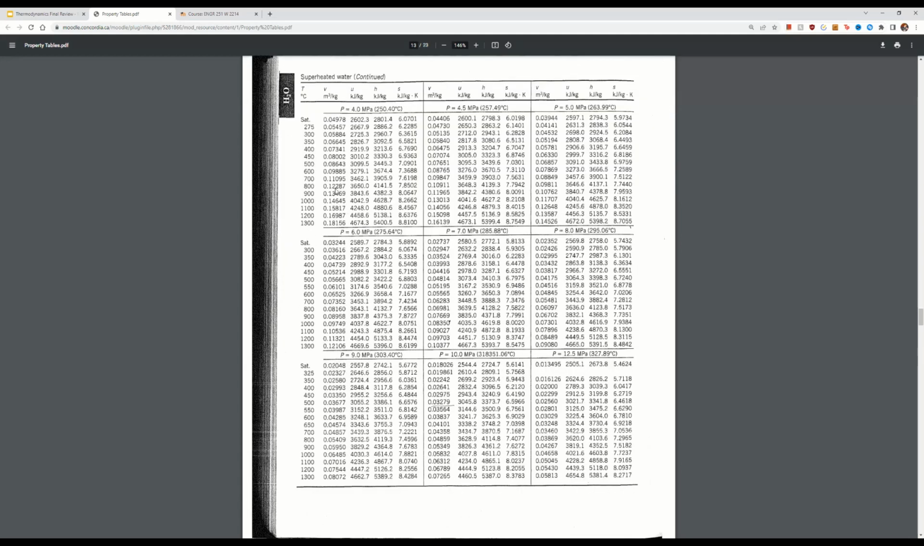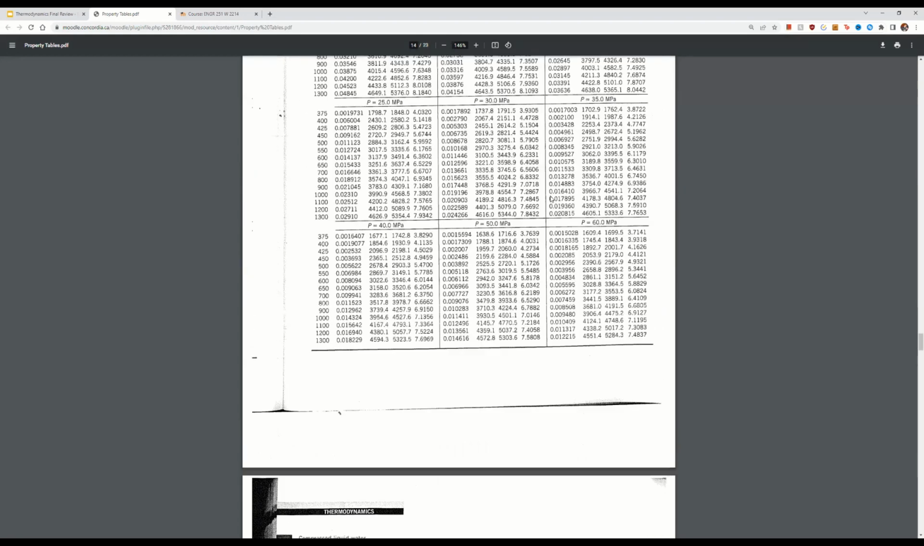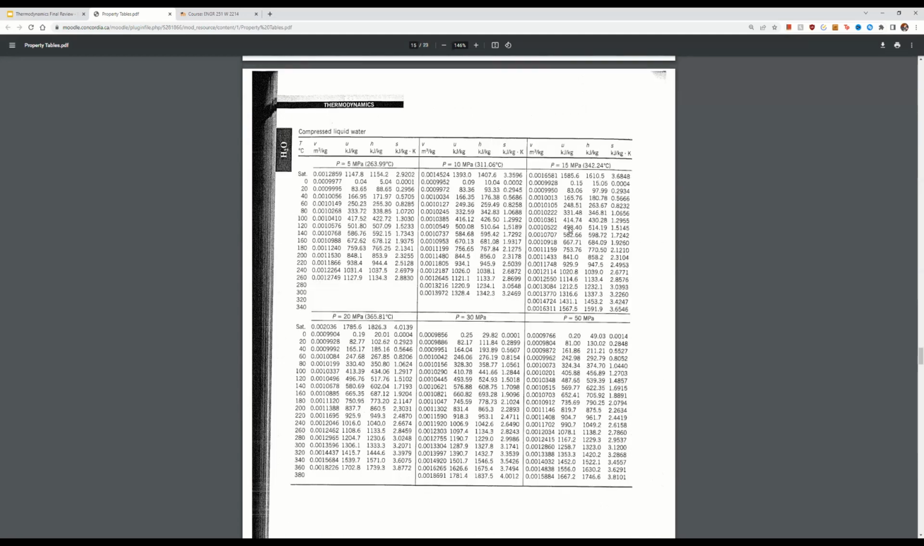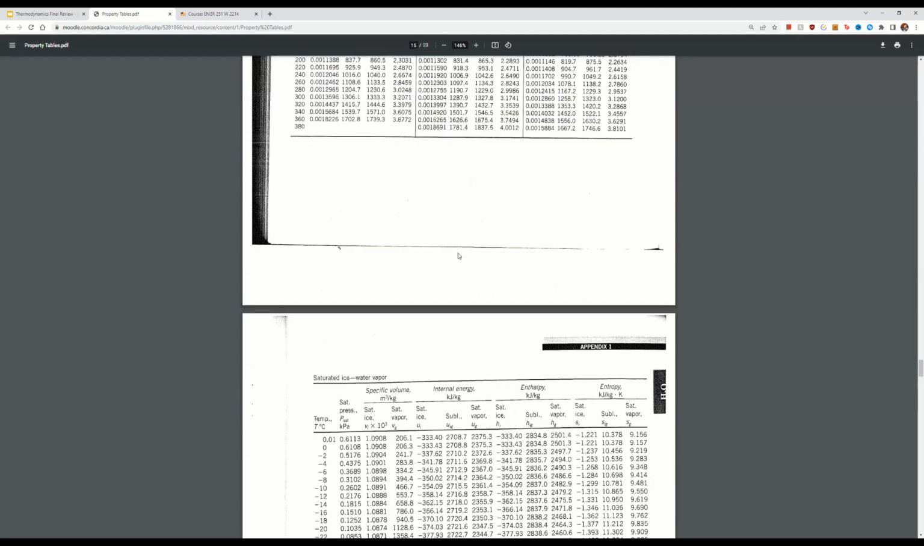Okay. So again, this is still vapor for different pressures and different temperatures. Again, it keeps on going. And then you go to your compressed liquid water, which is pretty much the same thing as steam and vapor, but for compressed liquid, so in the solid and liquid state. Again, at different pressures and temperatures. Okay, and it's the exact same concept.